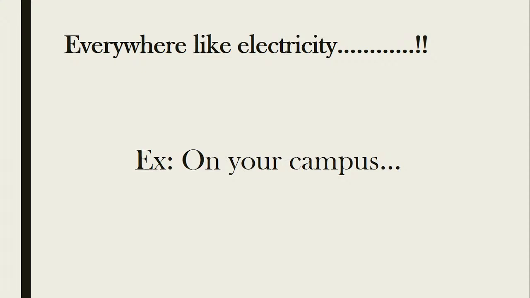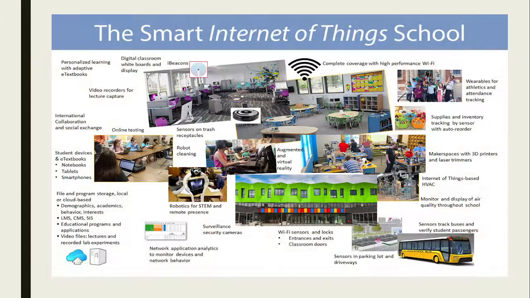And everywhere, like electricity. So now the campus example. This is an example of the Internet of Things on campus. In this example it shows a college or a school campus, but you can implement this in any kind of campus. You can use it in an industrial campus, an IT park, or wherever it is. You can do the same thing. These are some of the things that you can implement there.